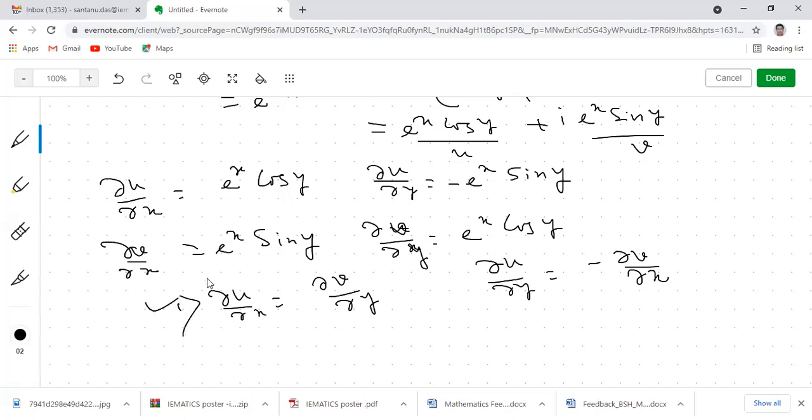That means they are satisfying the Cauchy-Riemann equation. Now we need to show that all these four partial derivatives are continuous for any value of x and y, because we need to show that the function is analytic everywhere. That means for any arbitrary value of z, the function will be analytic. So for any arbitrary value of x and y, this function must be analytic. Here you know that the exponential function is defined everywhere. Similarly, the trigonometric functions like sine and cos are also defined everywhere.